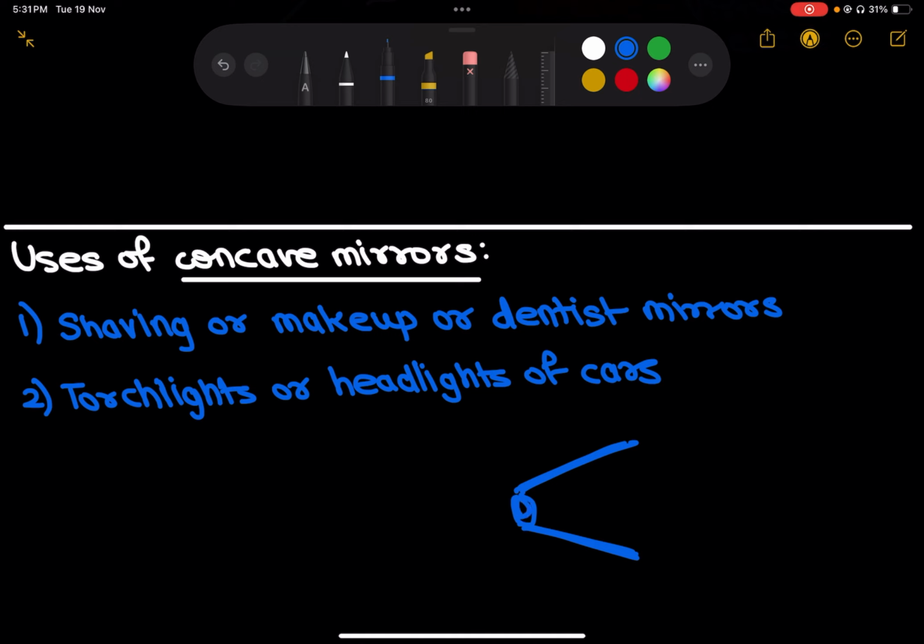So when the light from the focus is directed towards the sides, it goes parallelly, right? From the focus, it goes parallelly. We have seen this in the second rule of ray diagrams. Hence a powerful parallel beam of light is produced, and it helps in the intensity of light. So a powerful beam is produced, and hence a concave mirror is used in torchlights or the headlights of cars.